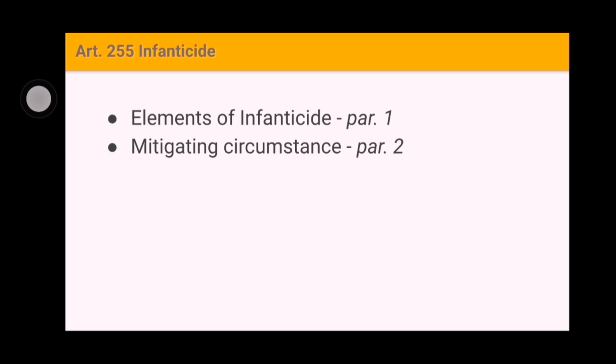So for this video, there will be two parts. It will be based on the two paragraphs of Article 255. The first paragraph of Article 255 talks about the elements of infanticide. And on the second paragraph, we will find there the mitigating circumstance when the crime of infanticide is committed. Let's proceed.